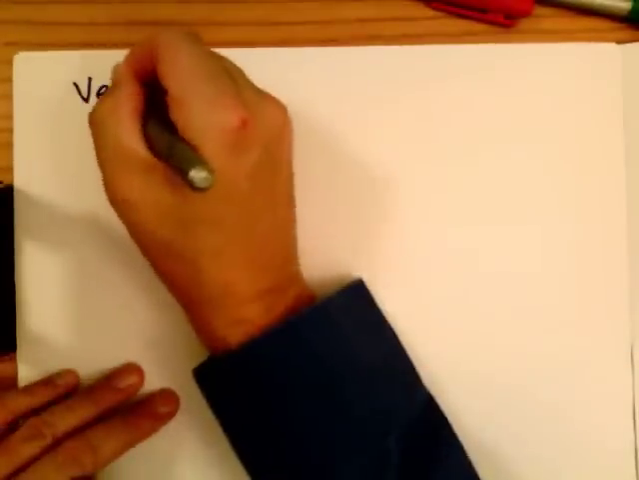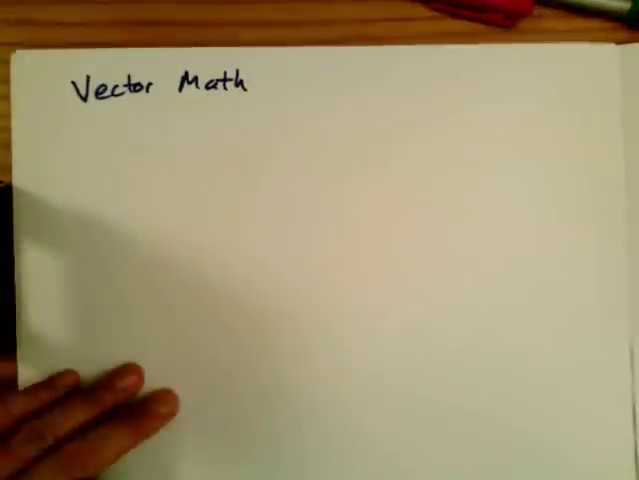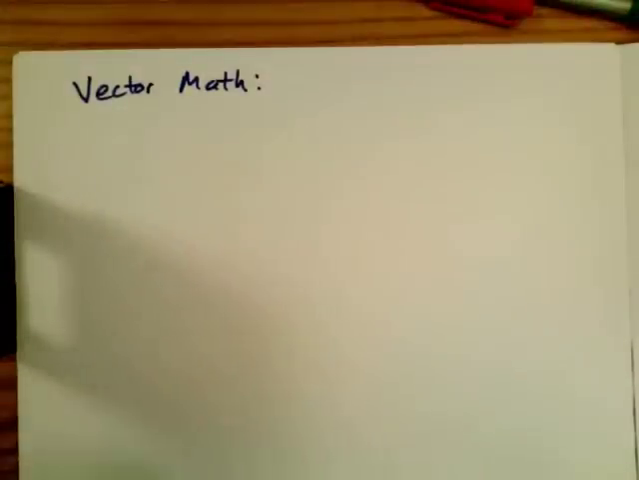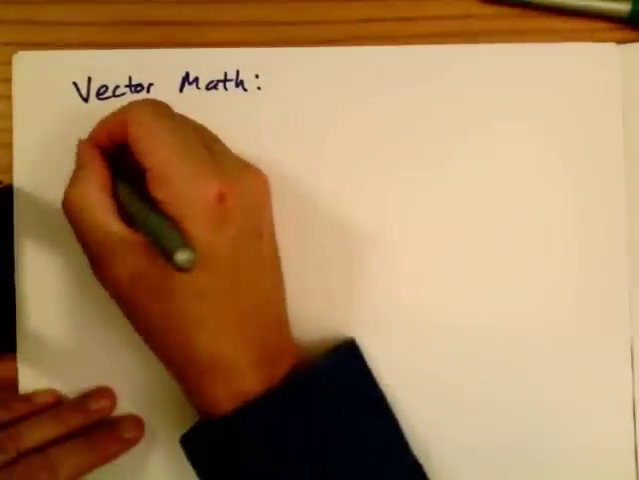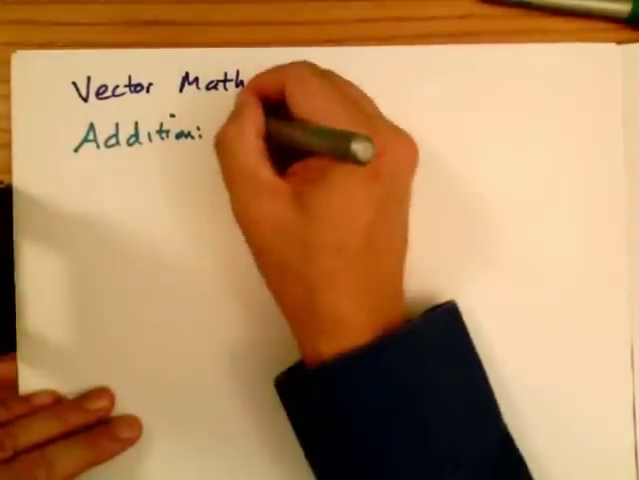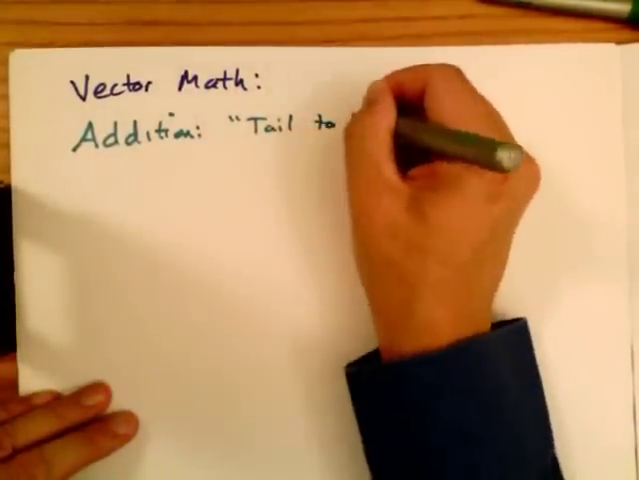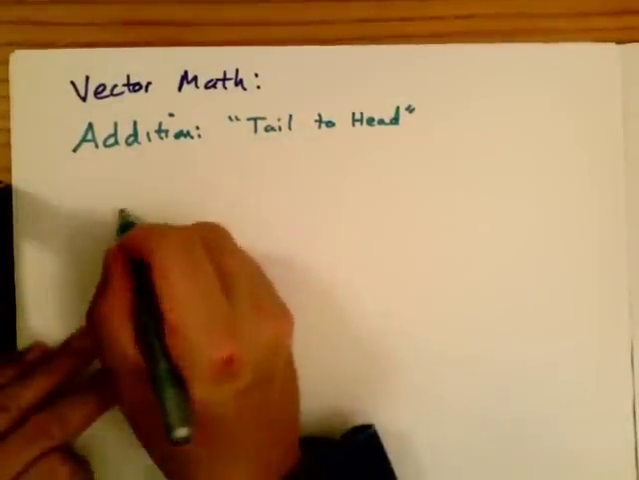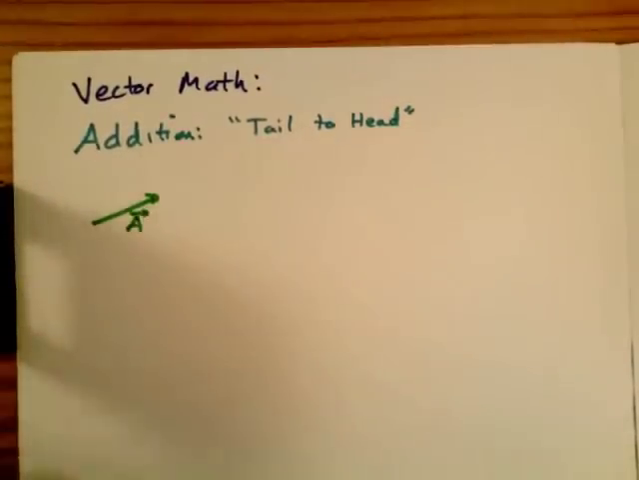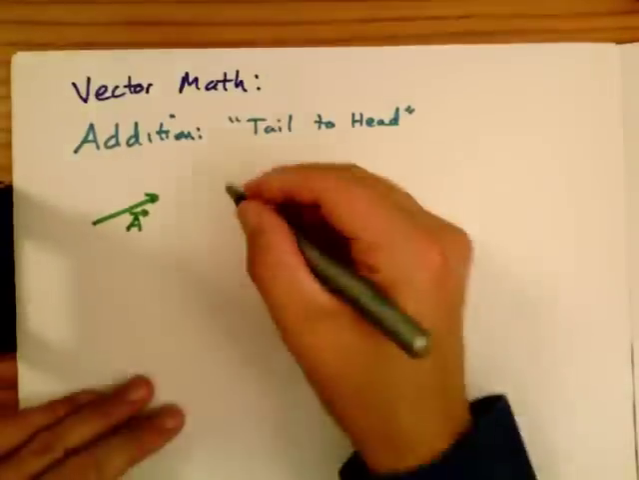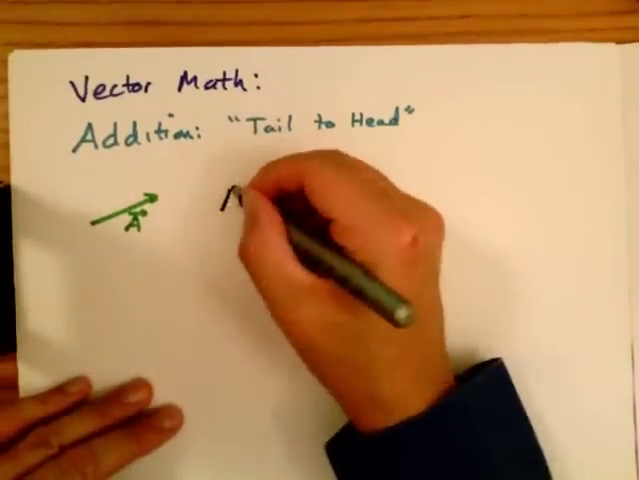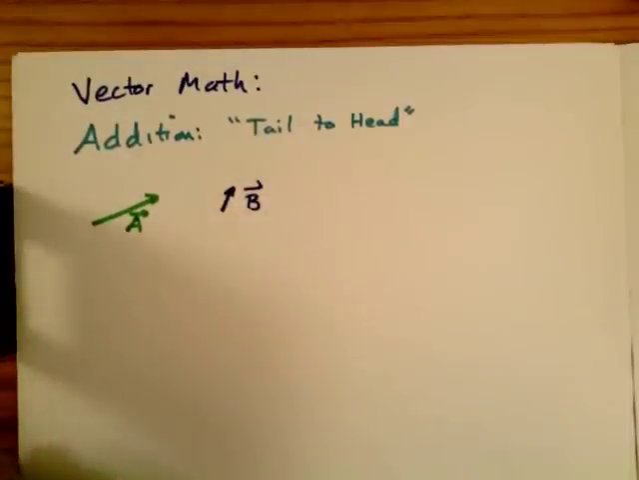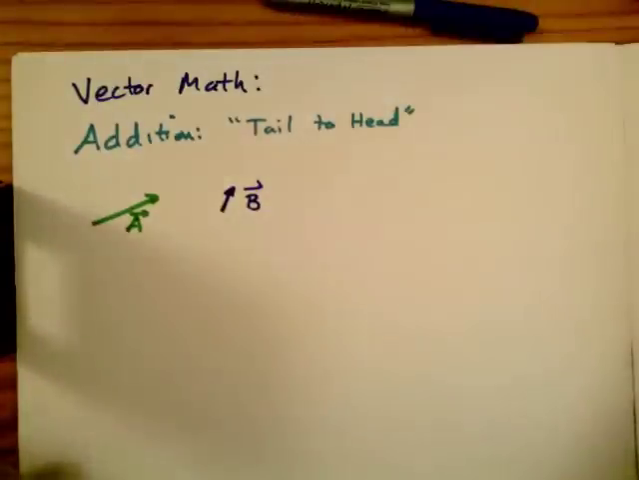So let's remind ourselves a little bit about the mathematics of vectors. In particular, we'll start with the concept of vector addition, which hopefully you've seen before. At least graphically, we have this tail-to-head method. Anytime I have two vectors, for example, a vector A, which points off like that with a particular length, and then another vector B, which points at a slightly different angle with a slightly different length, I can talk about adding them up.